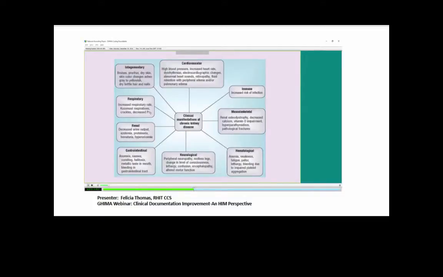I'm showing you this slide. I had watched it in a podcast that AHIMA had published recently, and it shows all the different manifestations of chronic kidney disease. There's really very few body systems that it does not affect. And I just wanted to put this here to underline for you how important it is that chronic kidney disease is properly treated and followed.